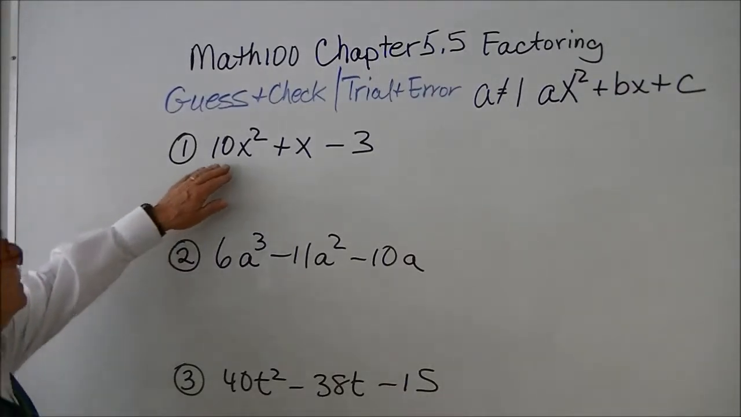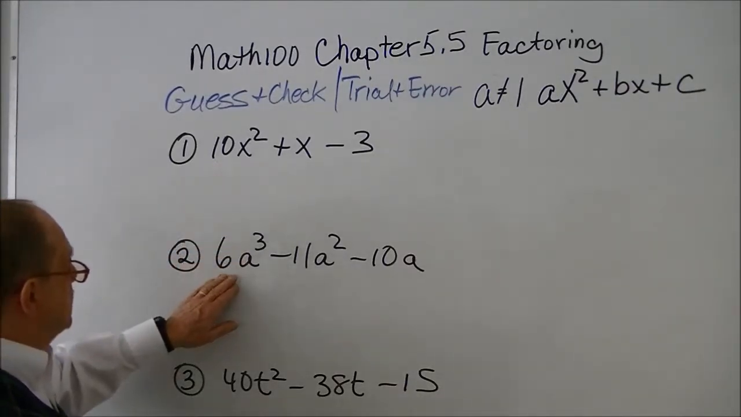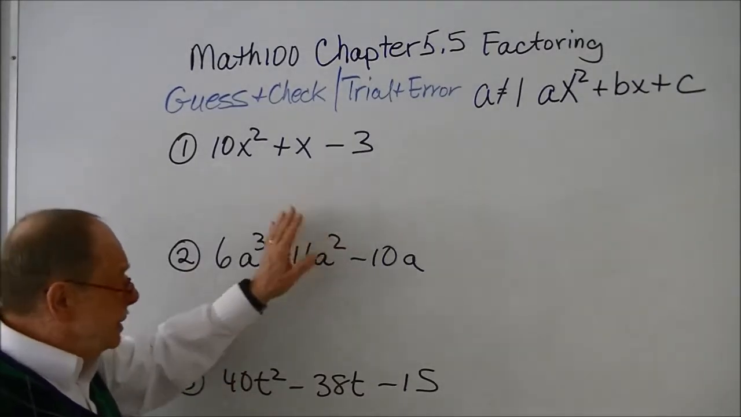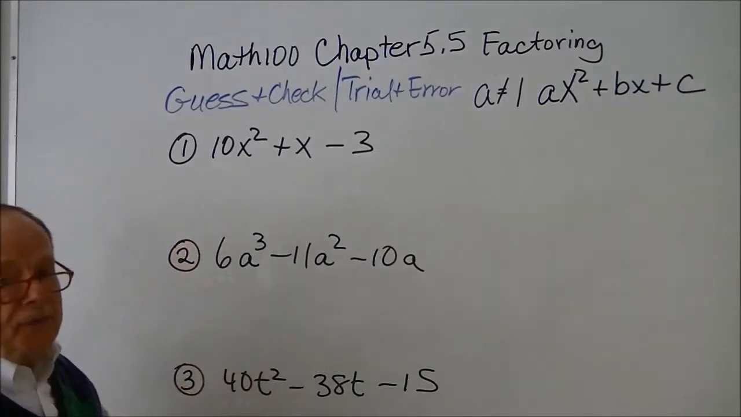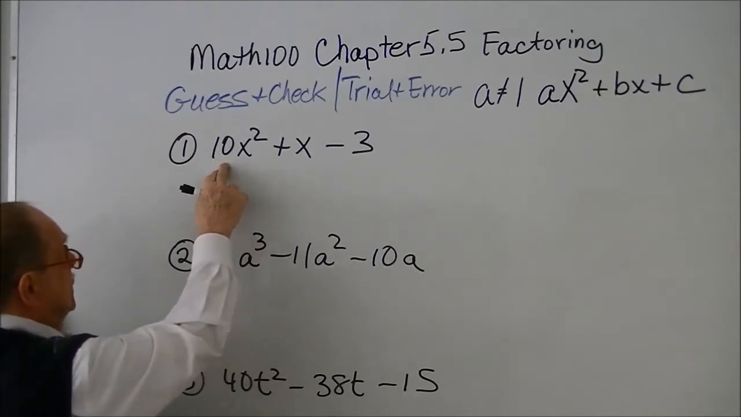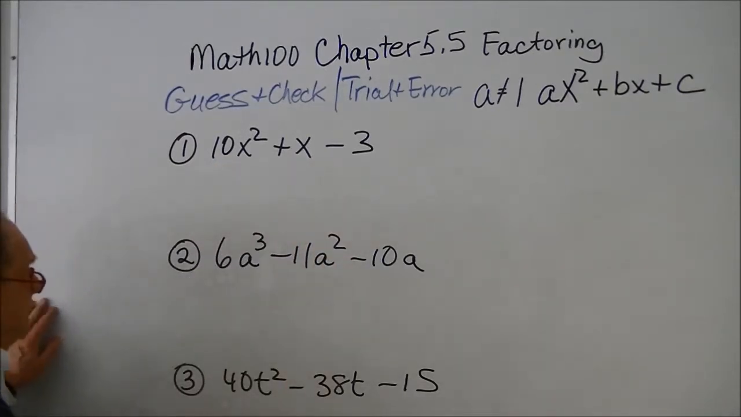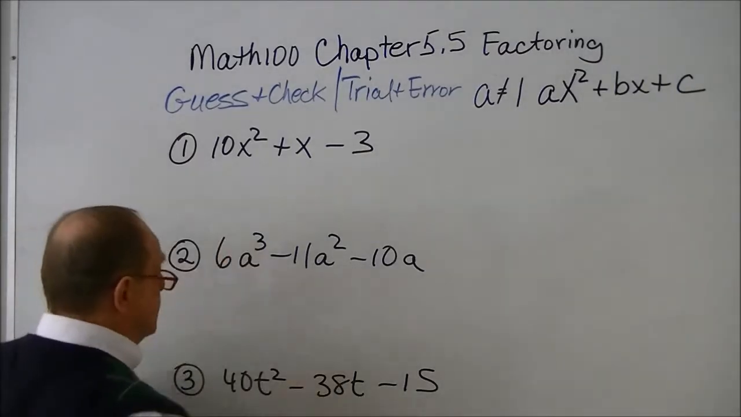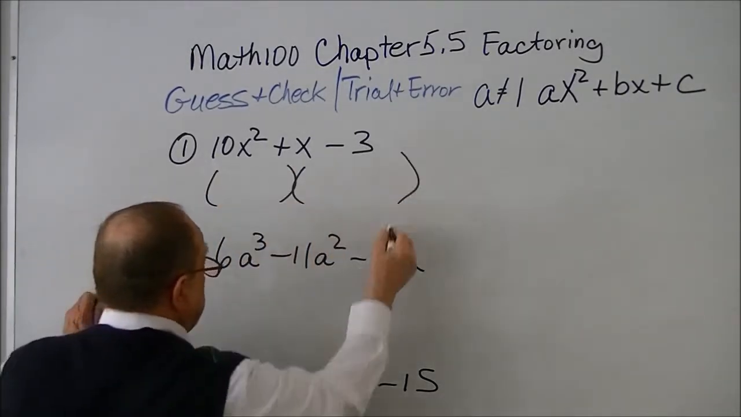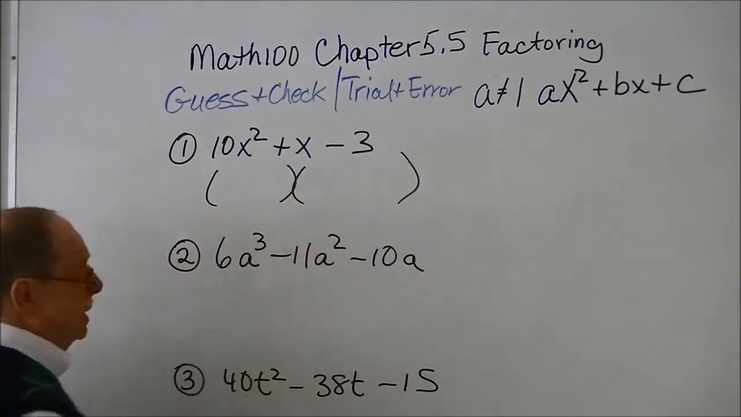And we see some examples here. This one's 10, this one's 6, and this one is 40. And in none of these is there a common factor that will result in the coefficient here being 1. So this is a new type of challenge we're faced with, because now we can't just say that this is going to be an x and this is going to be an x.